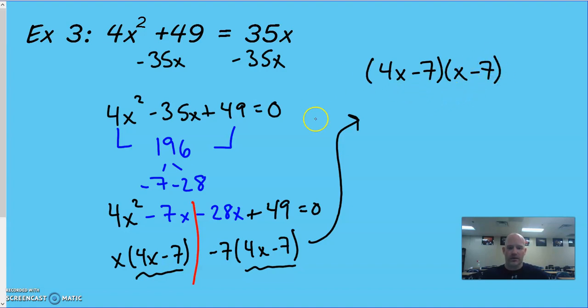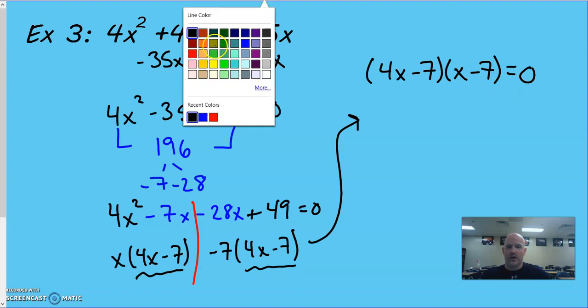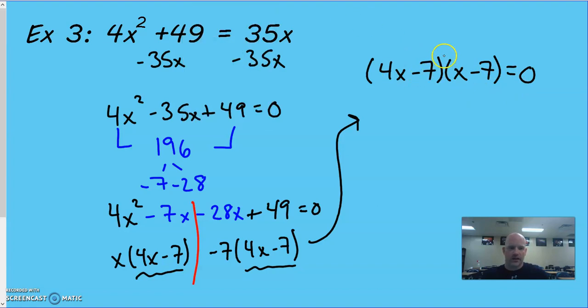But we also need to say this is going to be equal to 0, because what are we doing? Solving. So once we've split it up that way, I can take a look at each one of these factors and set it equal to 0. So 4x minus 7 will equal 0 when 4x equals positive 7, because I'd add it to both sides, and then divide by 4. So x would equal 7/4, and just leave it as that improper fraction. Over on this side, x minus 7 will equal 0 only when x equals 7.